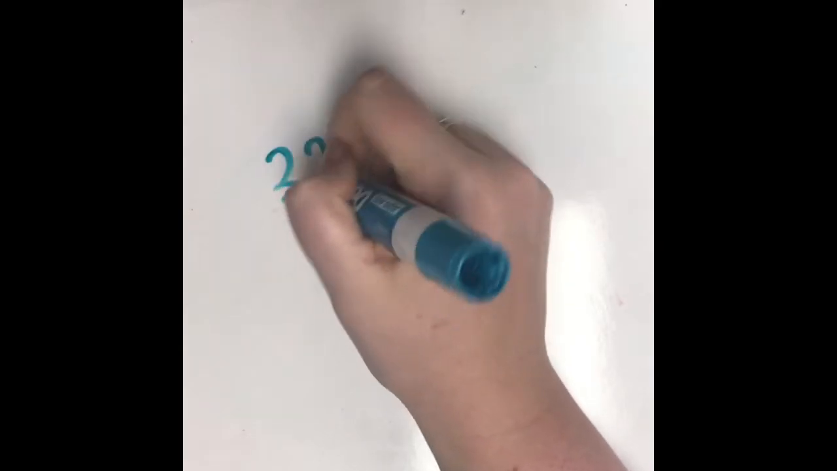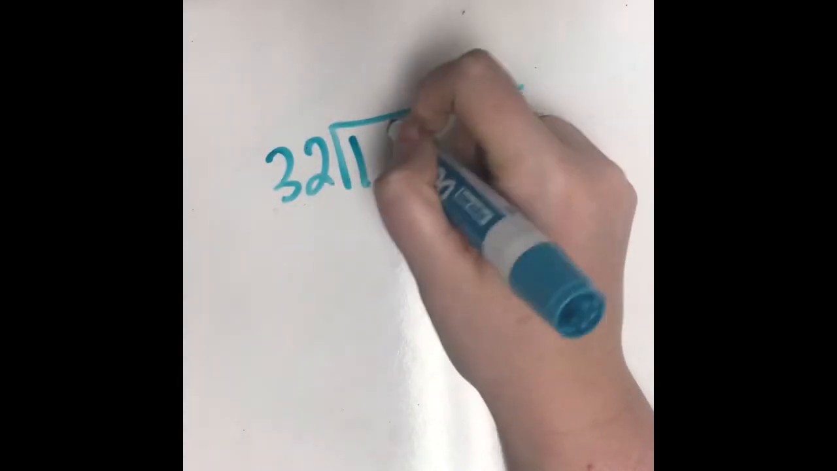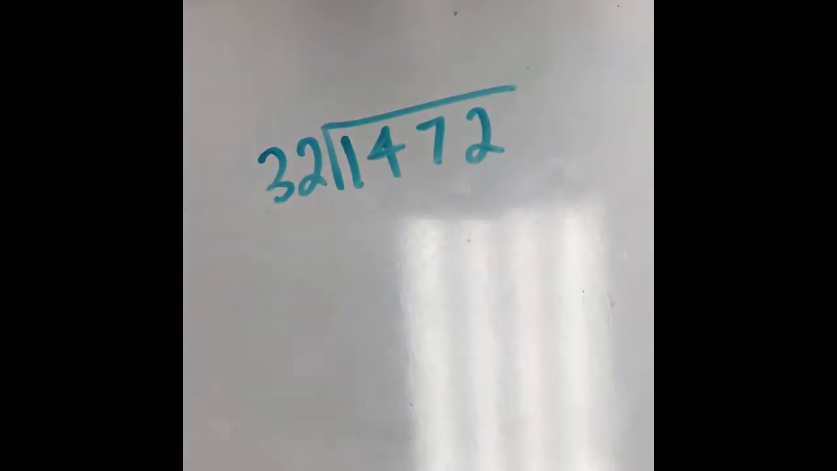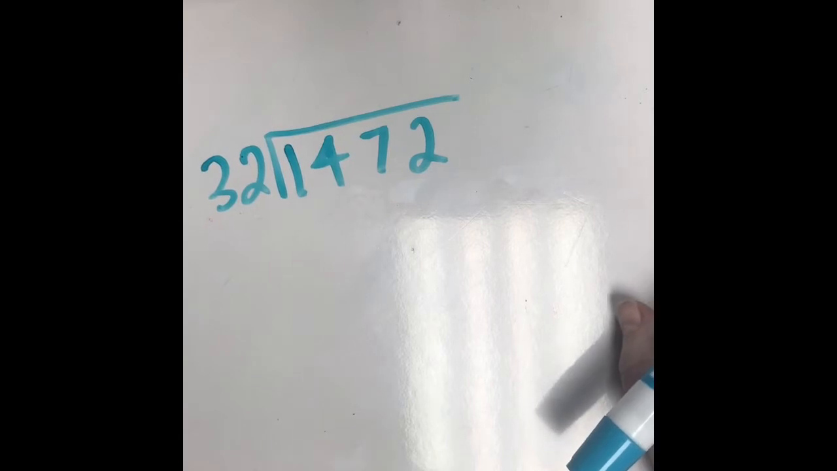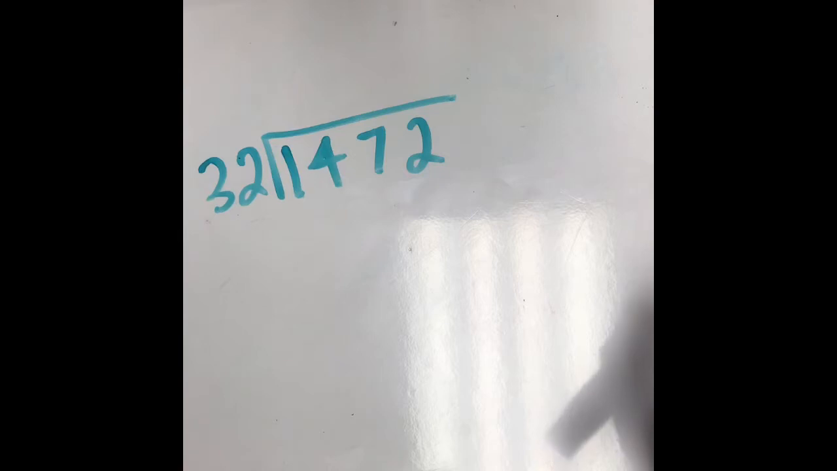Okay, so next we have our quotient. So 32 goes into 1,472. And I know a lot of you still think that these large divisor problems are too hard for you, but I really am here to tell you, I don't think they are. I think you just have to give it a try. Use your guess and check strategies.